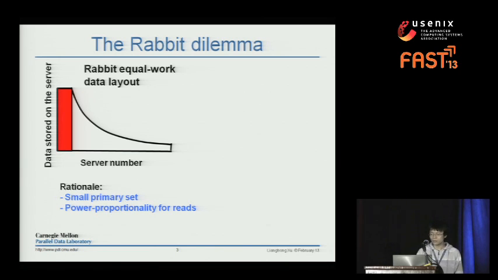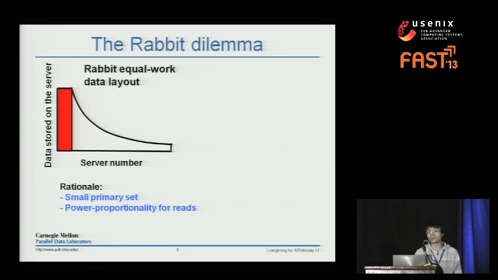So, to achieve this property, Rabbit has to make sure that for any number of active servers, the amount of read workload that each will contribute to is equal across all these servers, and that is the equal work data layout. We can talk more about this equal work data layout at the poster session, but this is the data layout used in Rabbit.